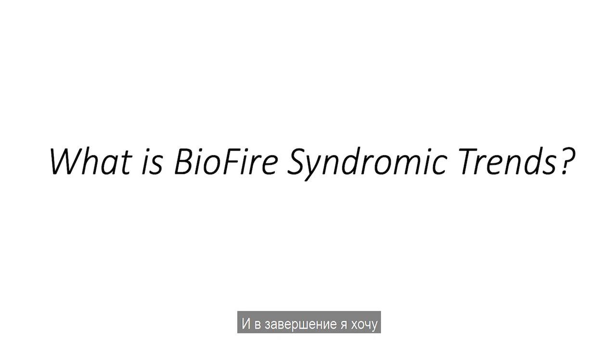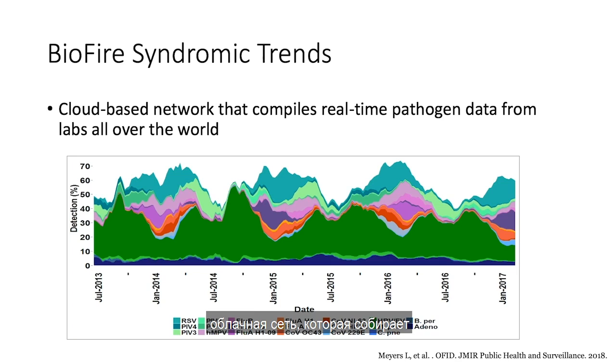Okay. And then lastly, I just want to finish off with a few slides on the BioFire Syndromic Trends software. This is a cloud-based network that compiles real-time pathogen data from labs all over the world. We've been online with this software for about four years now, I believe. The great thing about it is that it's an epidemiological tool that monitors the prevalence within your institution as well as regionally. And I have an example on the next slide.